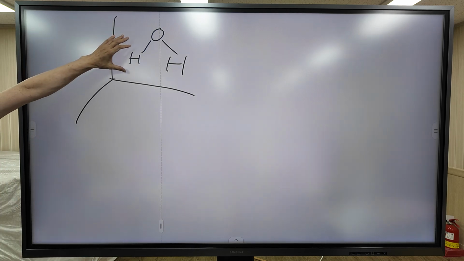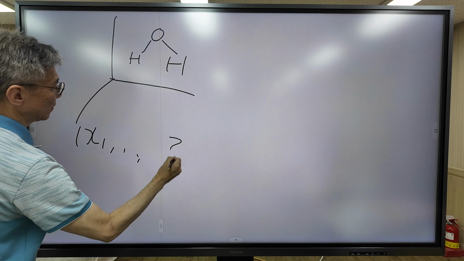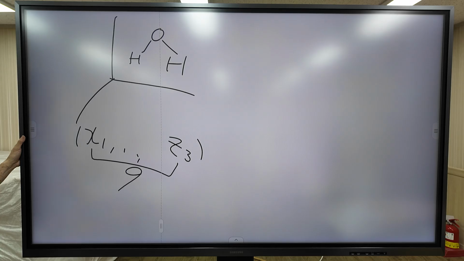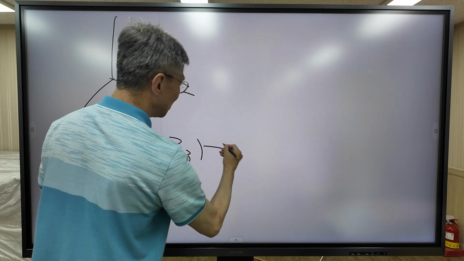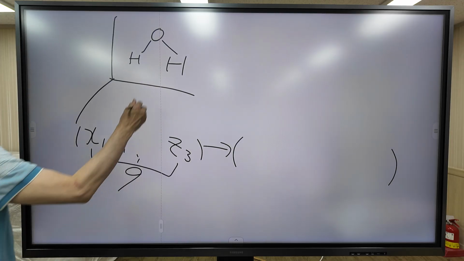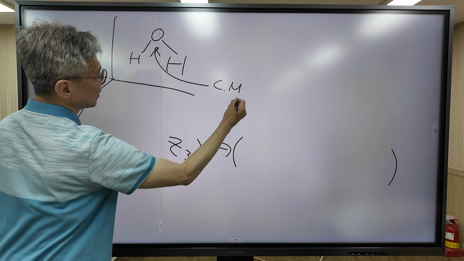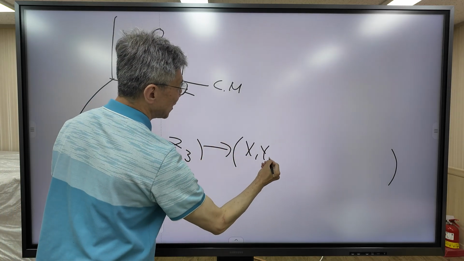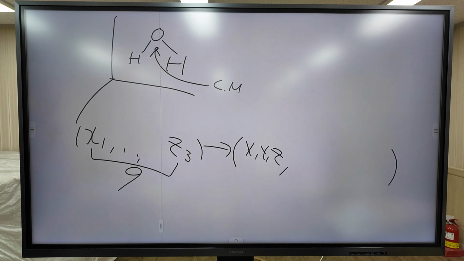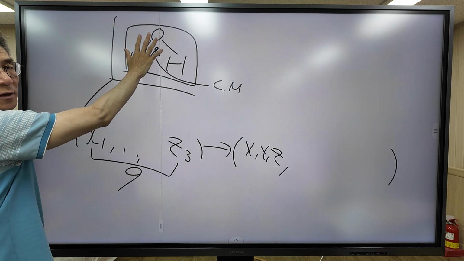To describe the motion of the H2O molecule, we need a total of 9 coordinates. So we are going to define 9 coordinates. Similarly, we have the center of mass coordinates x, y, z. Now, an important point is here. Now I'm going to define the orientation of this molecule.